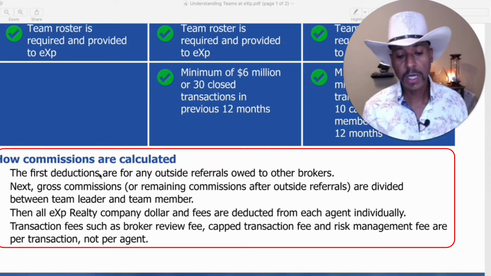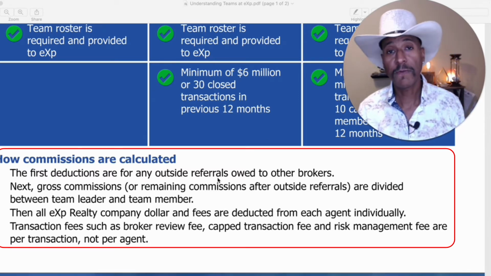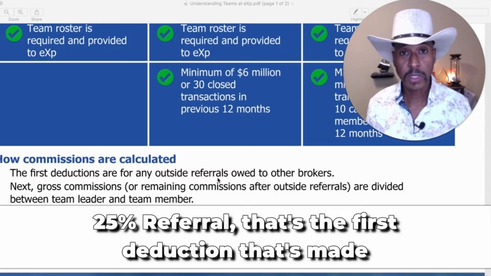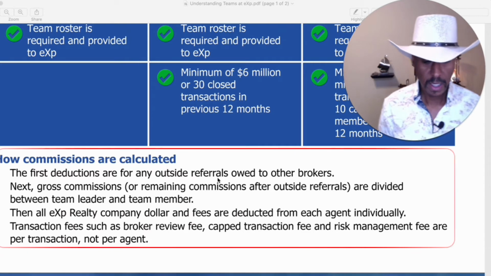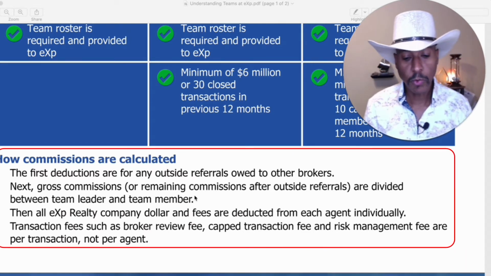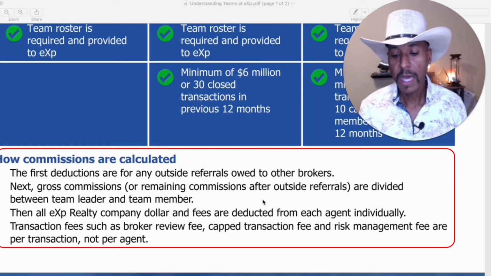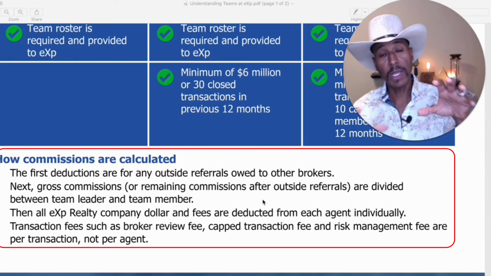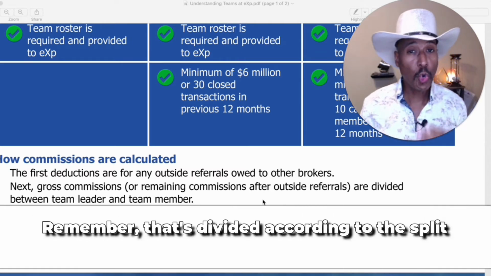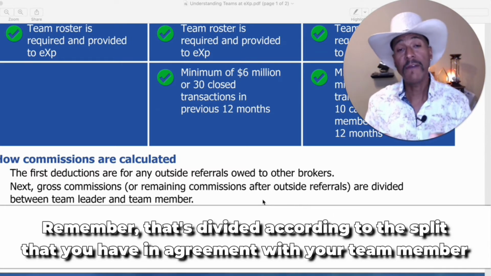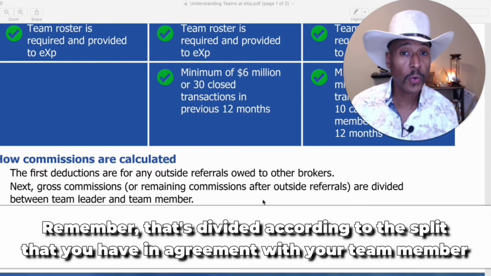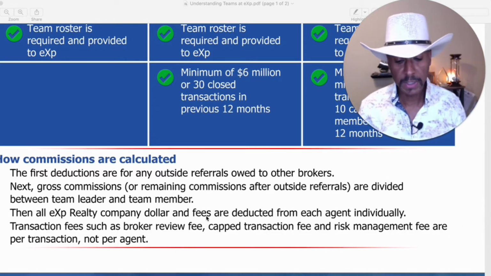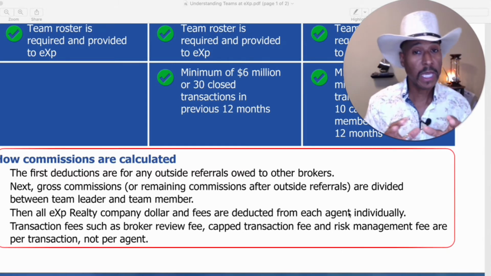The first deductions are for any outside referral. So if there's an outside referral, 25% referral, that's the first deduction that's made. Then the second calculation is that the gross commission, or remaining commission after the outside referral, is divided between the team leader and the team member. Remember, that's divided according to the split that you have in agreement with your team member, okay? Then all the eXp Realty company dollar and fees are deducted from each agent individually.